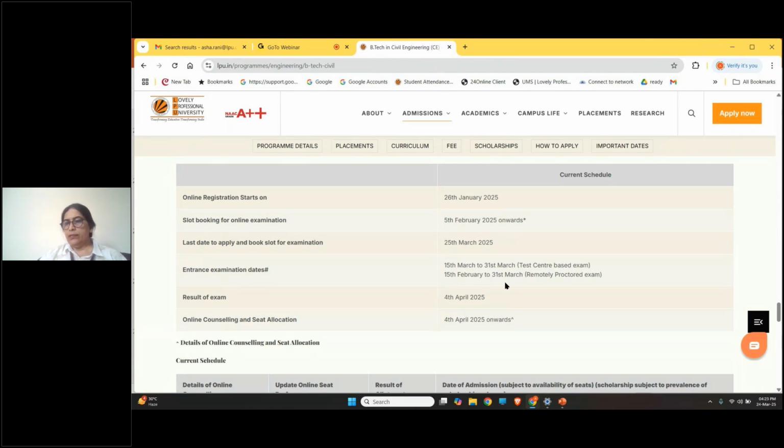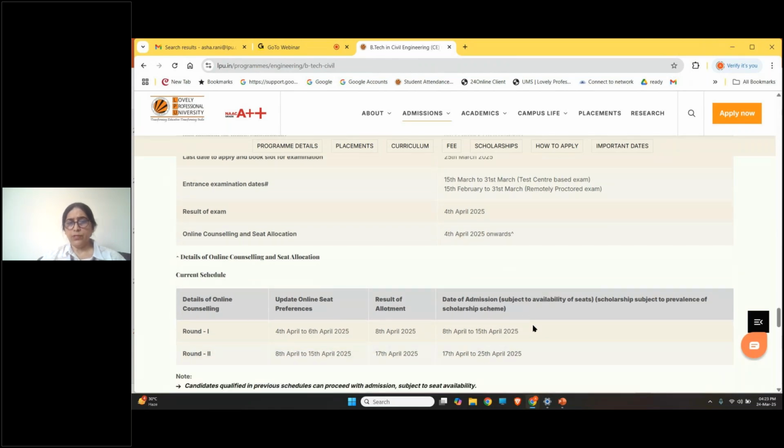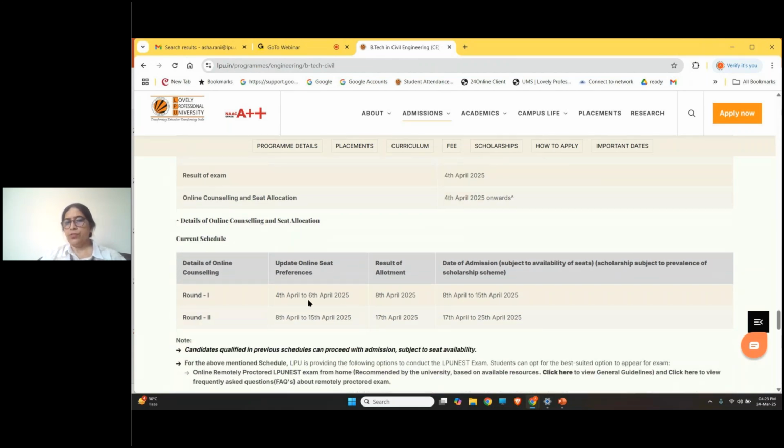After that, you can appear till 31st of March in this test, and the result of the exam will be declared on 4th of April. Then you can go for the online counseling. From 4th to 6th of April, you can give your seat preference, in which seat you will be allocated. That result will be declared on 8th of April, and from 8th of April to 15th of April, you can take admission.